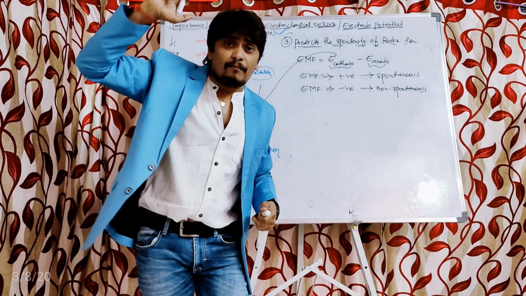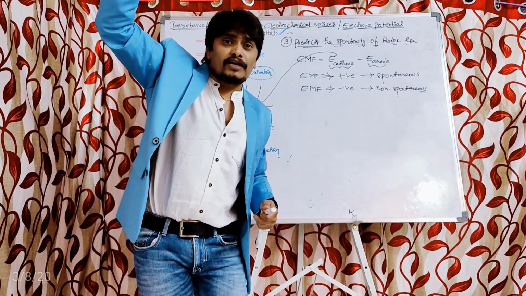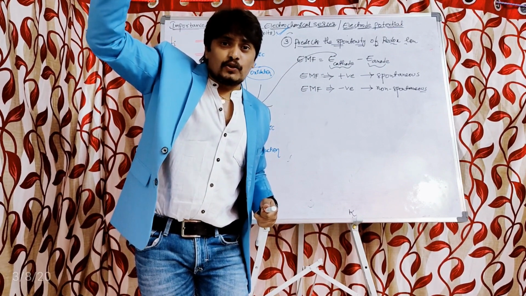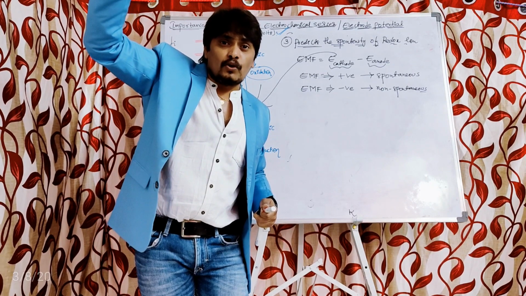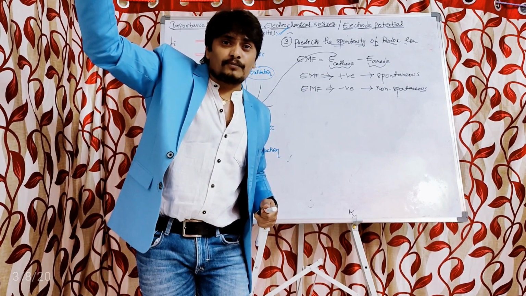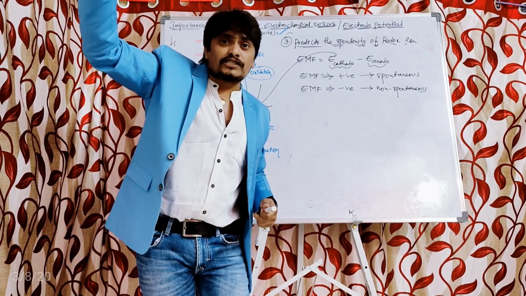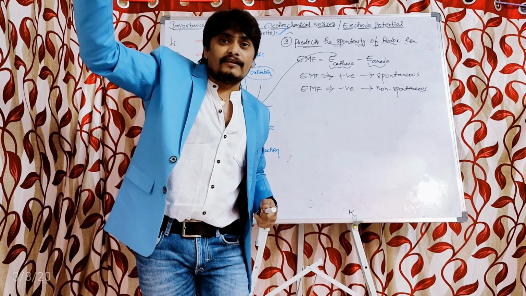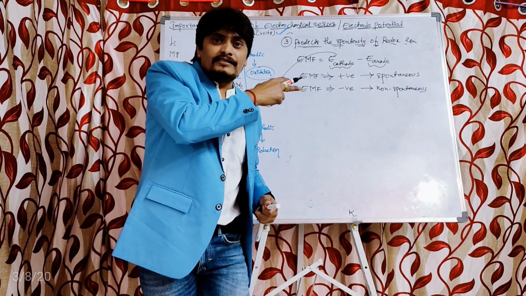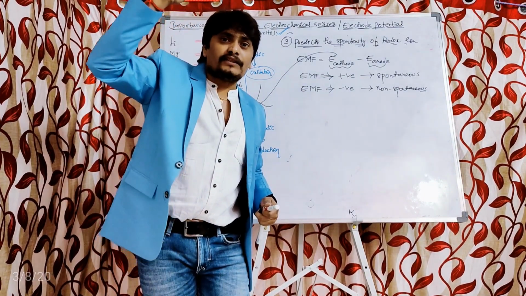So what is the preamble, students? The preamble is electrode potential. Without electrode potential, there is no standard electrode potential. If there is no standard electrode potential, there is no concept of standard reduction potential. If there is no standard reduction potential, there is no concept of electrochemical series. If there is no concept of electrochemical series, then we cannot explain these three significances of the electrochemical series. So we have to start with electrode potential.